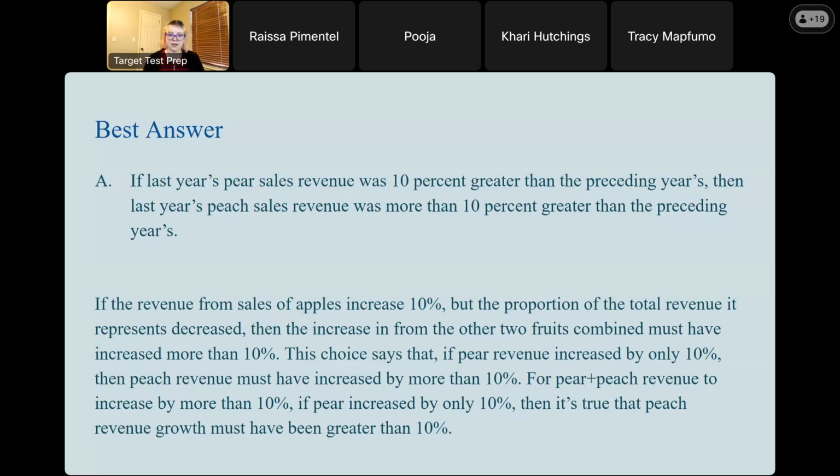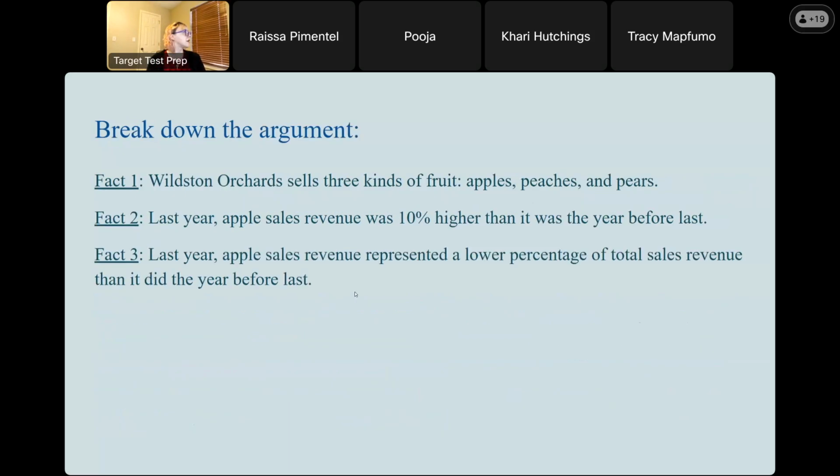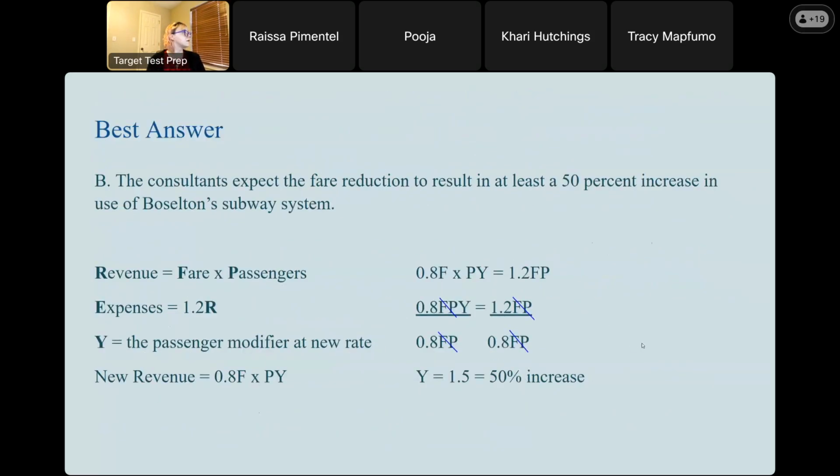Calculation for example 5. Oh, yes. Let me go back. So yeah, I can go through this. I kind of rushed through it.